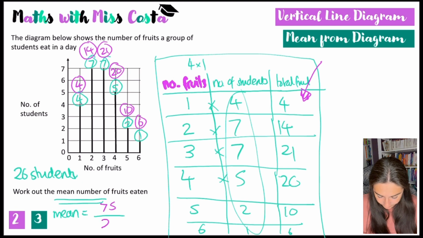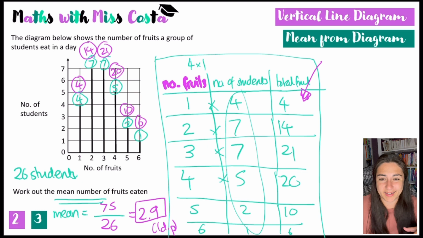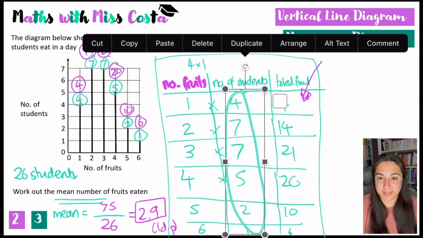And we worked out that there are 26 students in total. So you do 75 divided by 26, which is 2.884. But let's just round it to 2.9 to 1 decimal place. With a mean, you're generally going to get a decimal answer. So people sometimes think that it's wrong because it's a decimal, but it's the mean. So it's generally going to be a decimal answer.